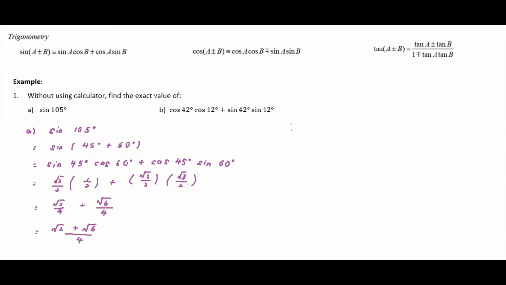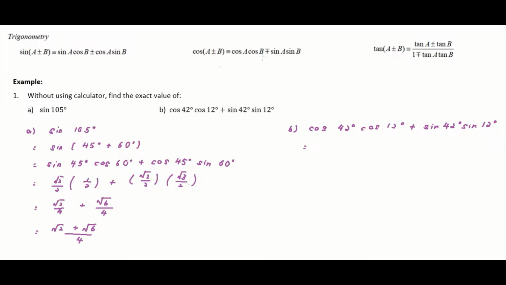So B, they want you to solve for cos 42, cos 12, and then sine 42 and sine 12. Okay, so same thing, if you can't use your calculator, you should have special angles, but 42 and 12 are not special angles. So how can we combine them together? So you can see cos A cos B plus sine A sine B. So how can we simplify this by using the compound angle here?